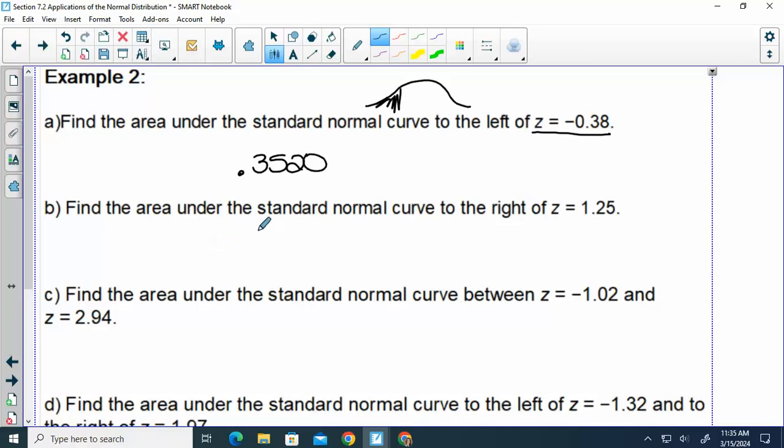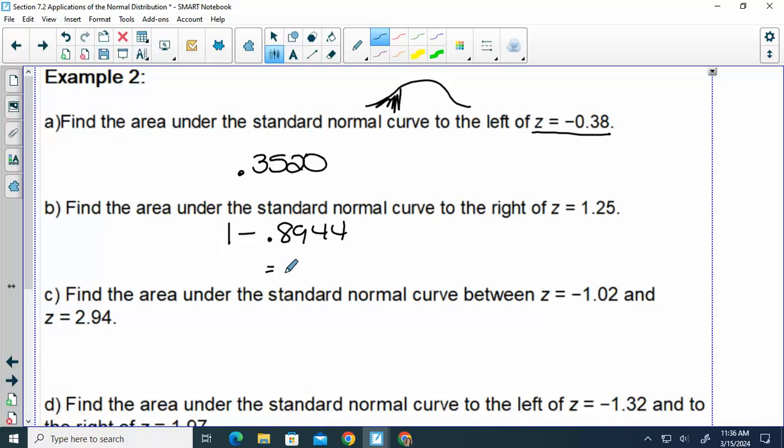B, find the area under the normal curve to the right. So I need to do 1 minus z equals 1.25. So go to positive 1.25. Wait, question. We do it after we find it? Yes. So it's 1 minus the number in the table, not the z. So I'd go to 1.2 and then the 5, and then subtract that.